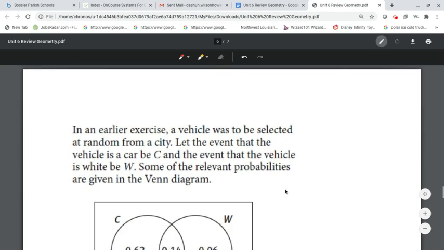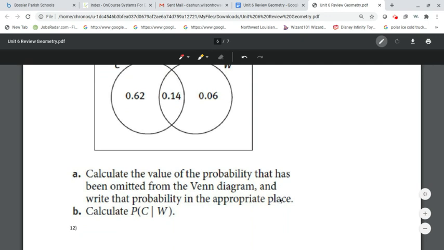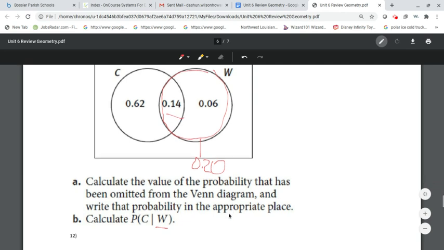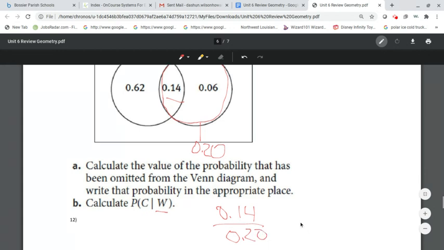All right, here we're going to use this to determine C given W. So the given is W, so we're going to use W total. To get W total, you are going to add these two together, which is 0.20. And then you do your intersection divided by the total. So it'll be 0.14 divided by 0.20. And you will get your decimal, and that's all you have to do.